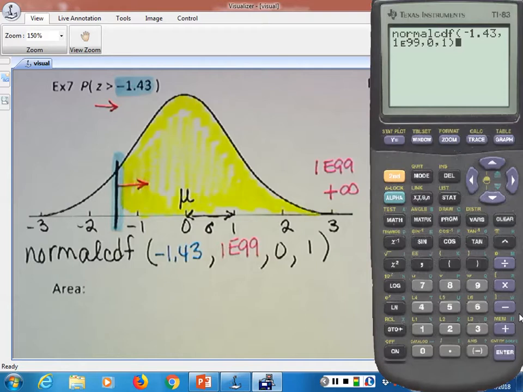So I've entered the command, and it says the area is kind of what I expected it to be. It's a number that's much closer to 1 than it is to either 0 or 1/2. It's very close to 1.